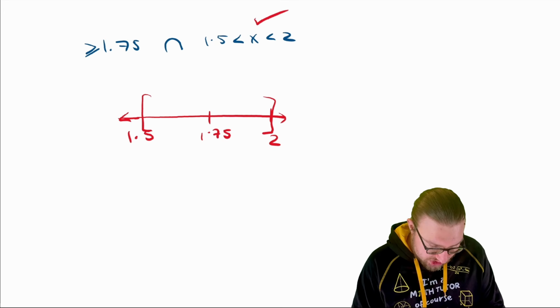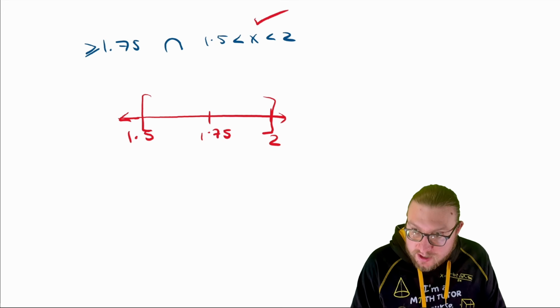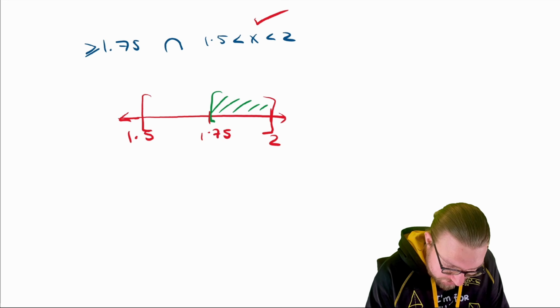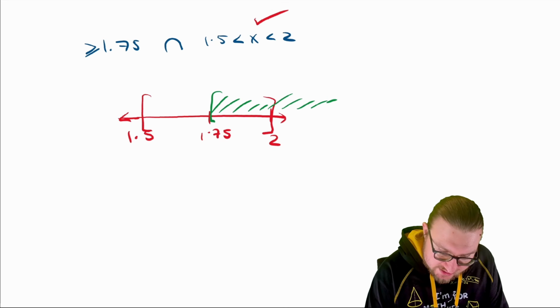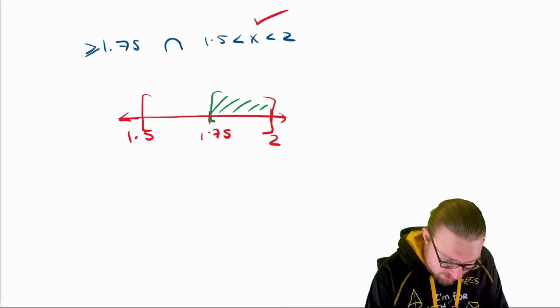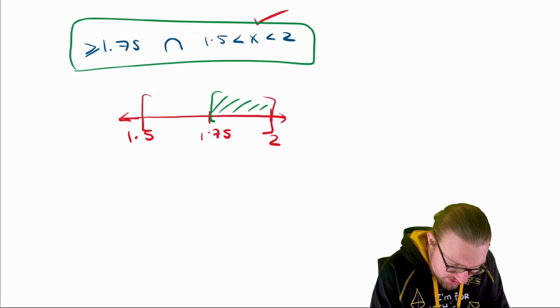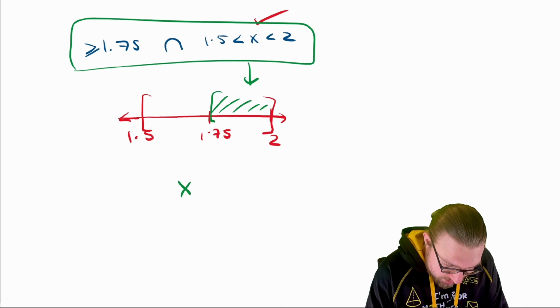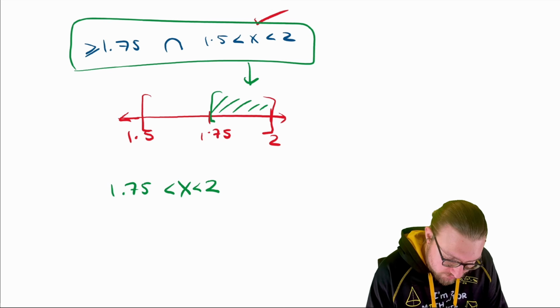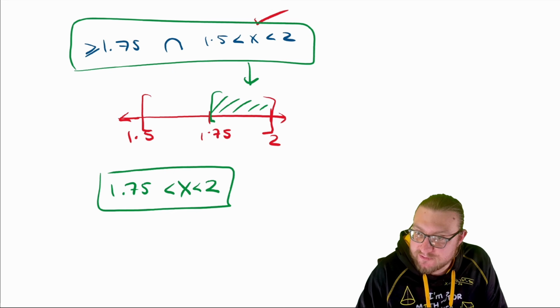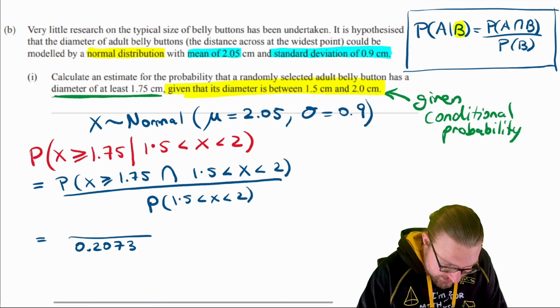The other condition is saying that we are more than 1.75. So that means this part here. More than 1.75, technically more than this, but we still have to be within the range from 1.5 to 2. So what this is actually saying is that we're between 1.75 and 2. So we're going to just transform this from 1.75 to 2 and use that instead.